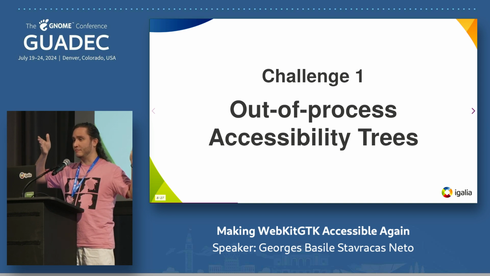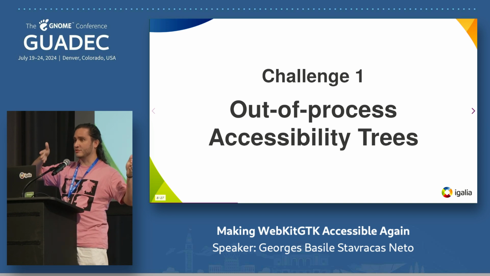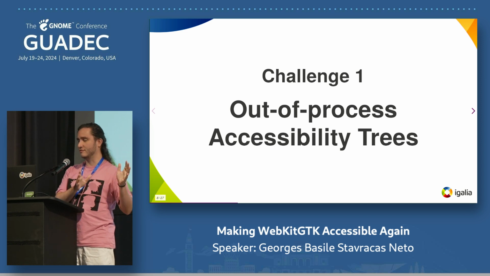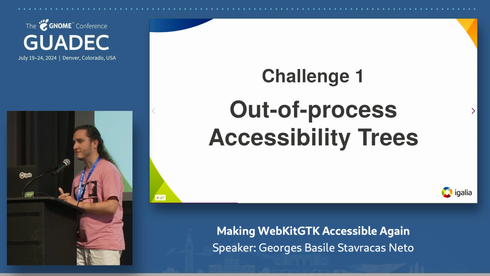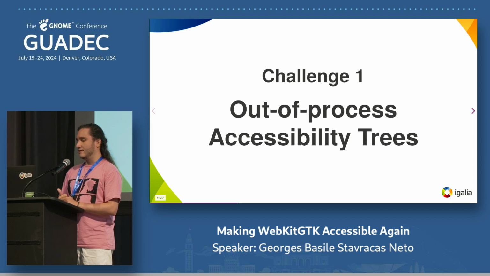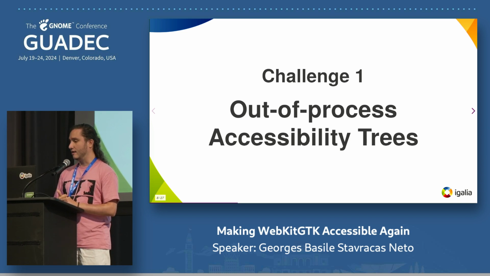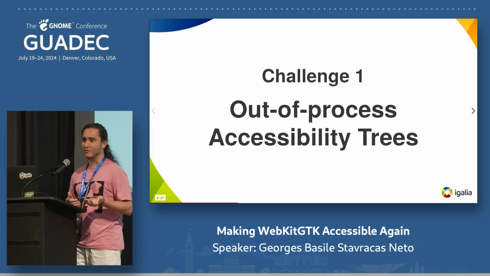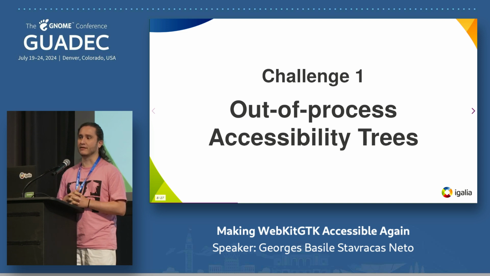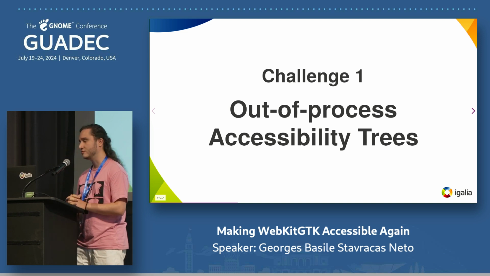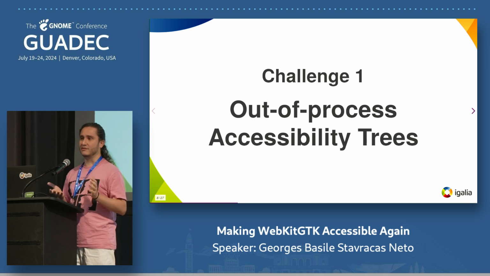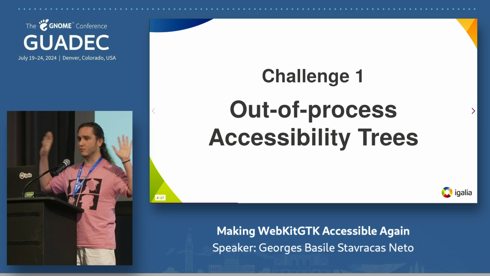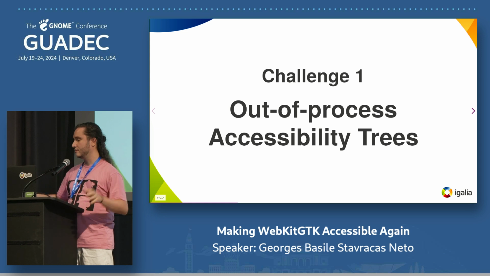Because now we have an Epiphany process with one tree of accessible objects, and you have the web process with another tree of accessible objects. In the GTK3 days, we had ATK socket and ATK plug, which is what WebKit was using. In the GTK4 days, we didn't have anything to bridge those two worlds of accessible trees.